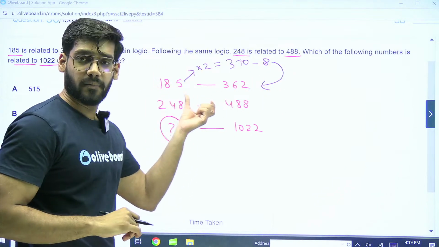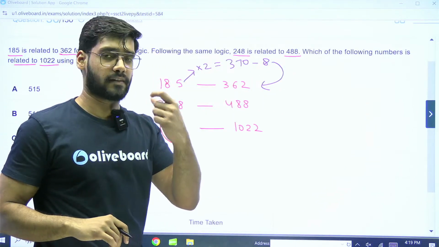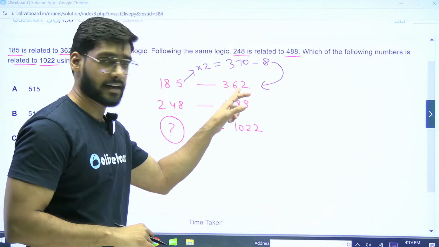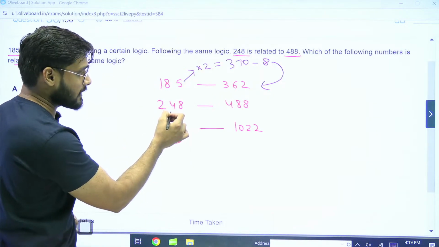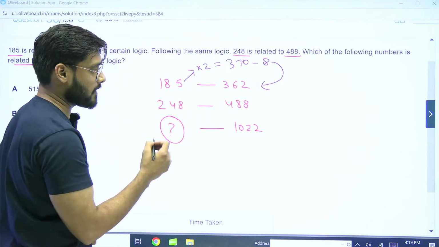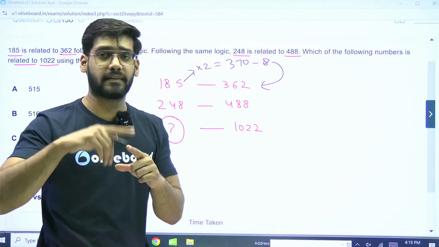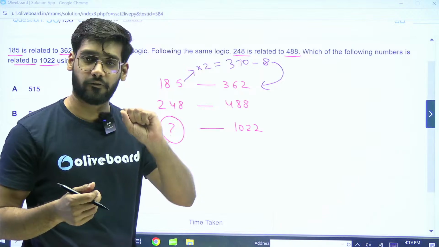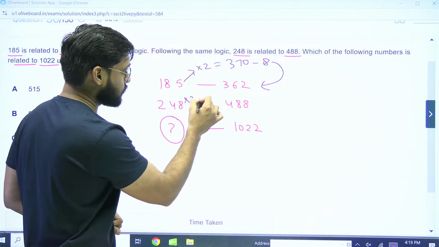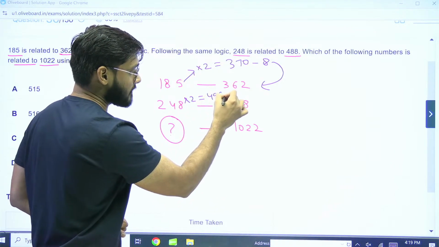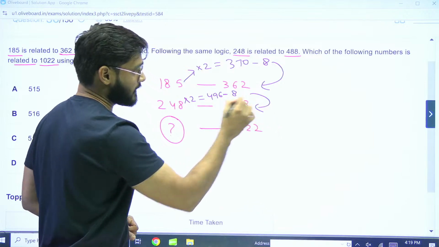The first number has been multiplied by 2, and then we are subtracting 8 from the result, then we can get this number. Similarly, 248 multiplied by 2 means 200 double is 400, 48 double is 96, 400 plus 96, 496. Multiply by 2, I will get 496, and subtracting 8, I can get 488.